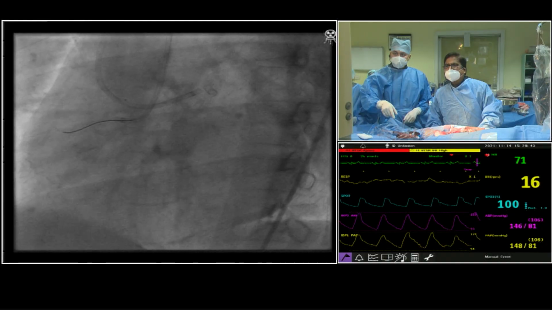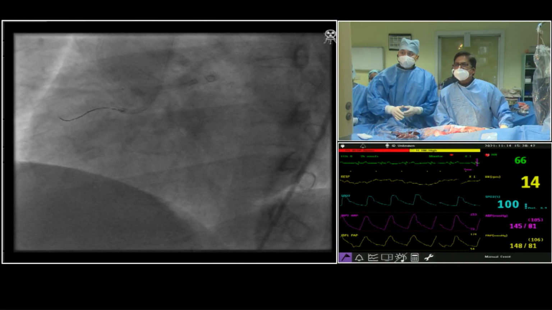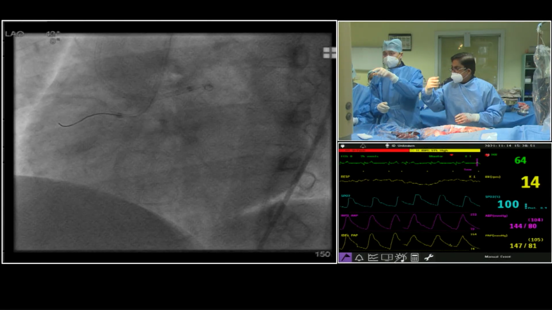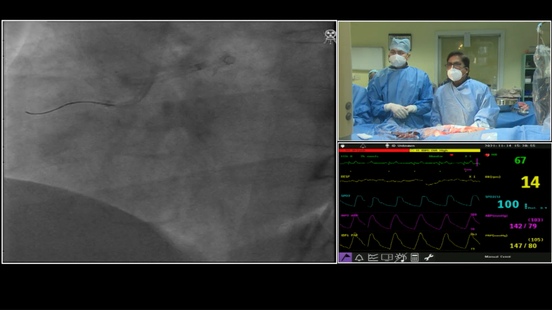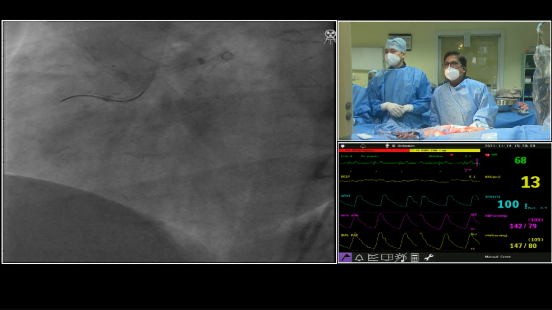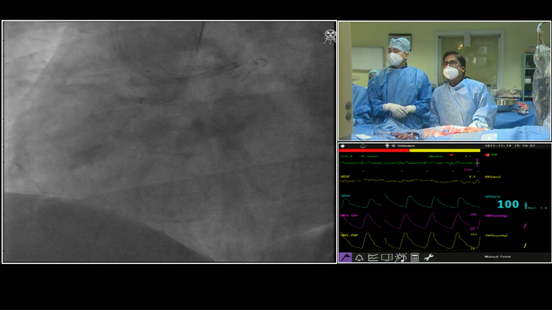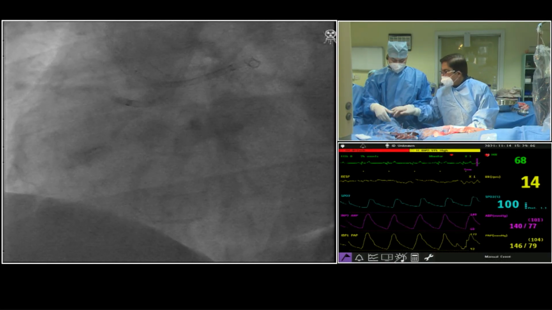Where is the microcatheter? Dr. Ramdeo is asking about the microcatheters that are available. Pratap, can you hear me? Can you increase the size? Just hold on. Where is the microcatheter?